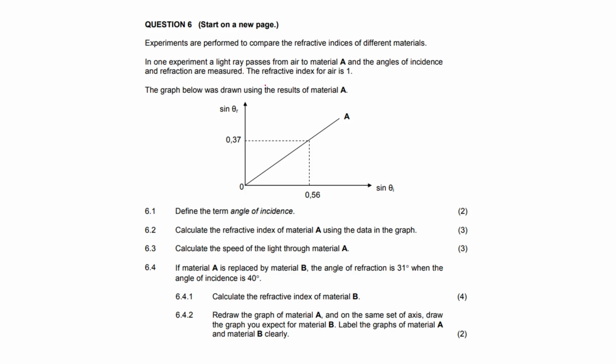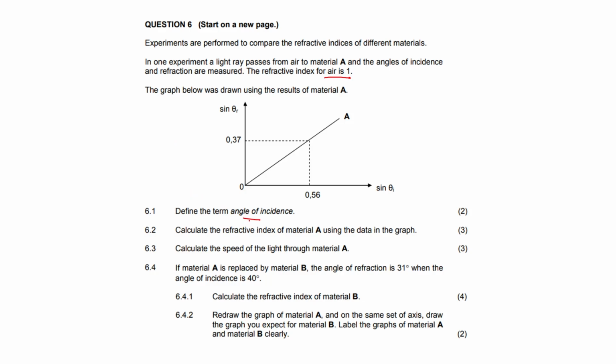Hi guys, let's take a look at this question where experiments are performed to compare the refractive indices of different materials. In one experiment, a light ray passes from air to material A, and the angles of incidence and refraction are measured. The refractive index for air is 1, and the graph was drawn using the results of material A. Okay, 6.1. Define the term angle of incidence.